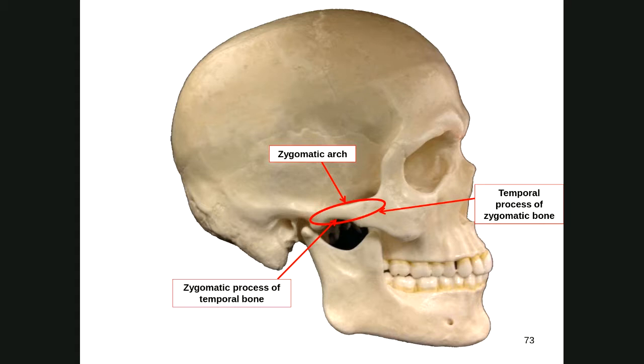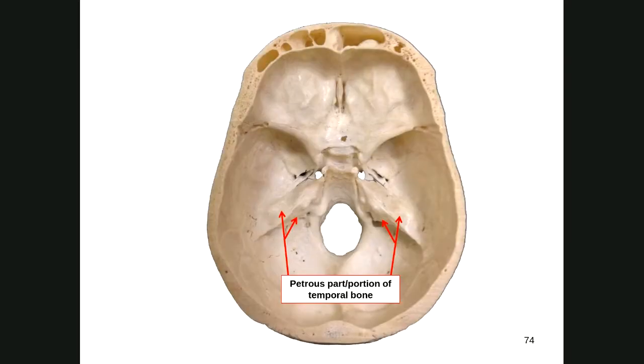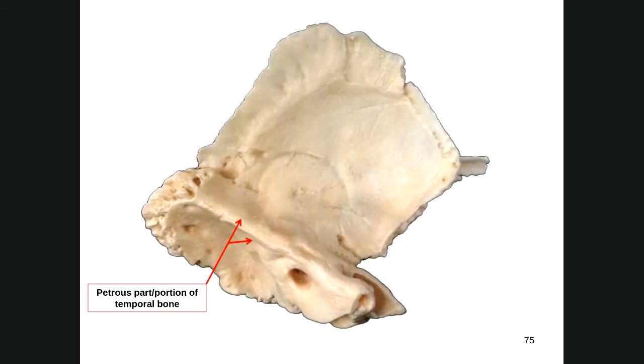Then we can see, and I'll outline, this right here is the petrous part or the petrous portion. That was a horrible drawing. Hold on one second. That's the petrous part or the petrous portion of the temporal bone, on both sides there. Now, staying on the inside of the skull here, this whole thing is the petrous part or petrous portion of the temporal bone.